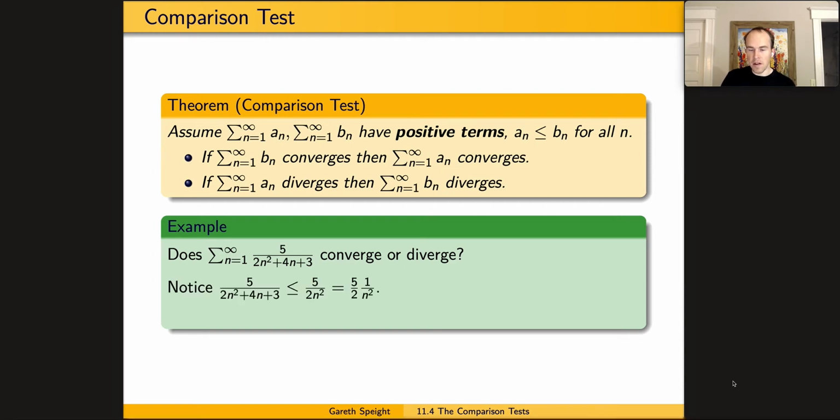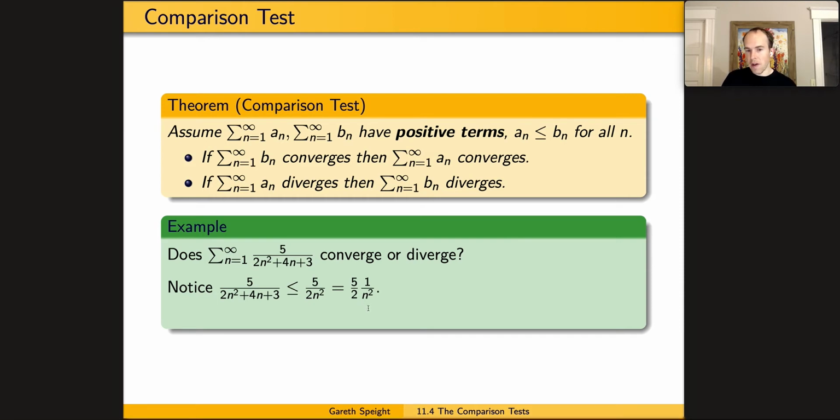So let's notice that the thing we started with is less than something larger. Remember, if we want to make a fraction larger, we can either make the top bigger or make the bottom smaller. So here we can make the bottom smaller by dropping the 4n plus 3. We just have 2n squared. We keep the most important term, right, which is the largest term, which is 2n squared. This becomes 5 over 2 times 1 over n squared. So we started off with our an being 5 over 2n squared plus 4n plus 3. And now our bn is 5 over 2 times 1 over n squared.